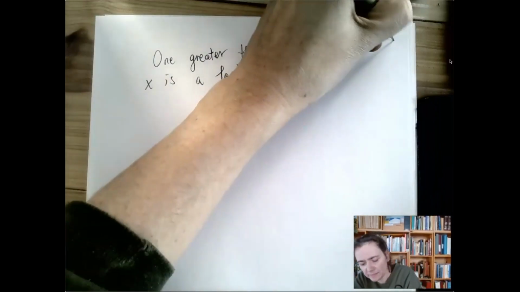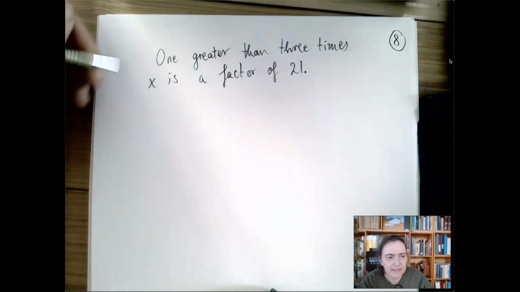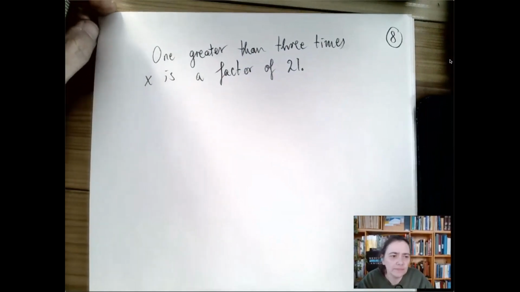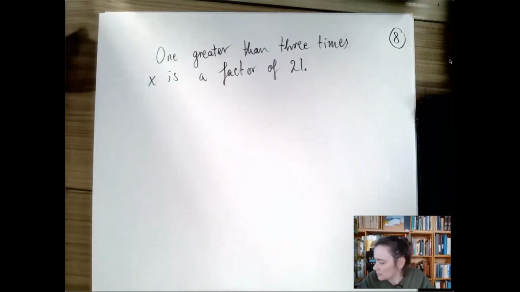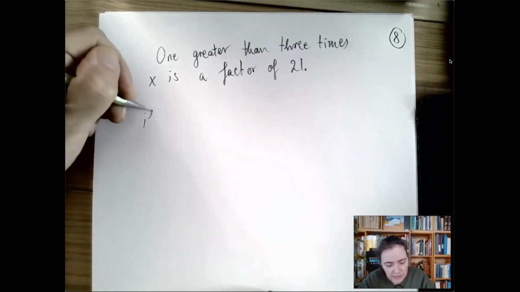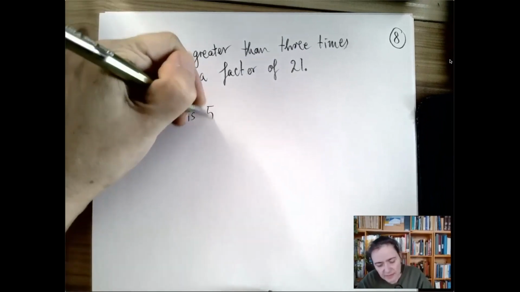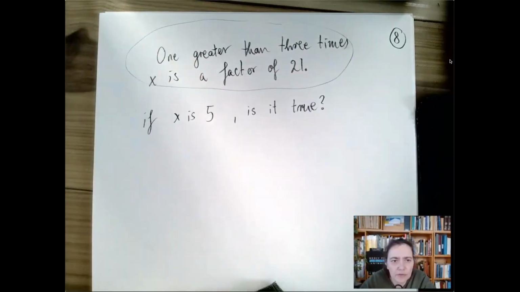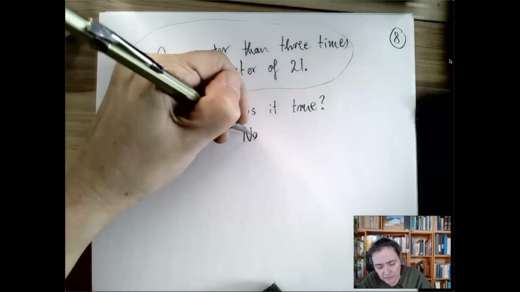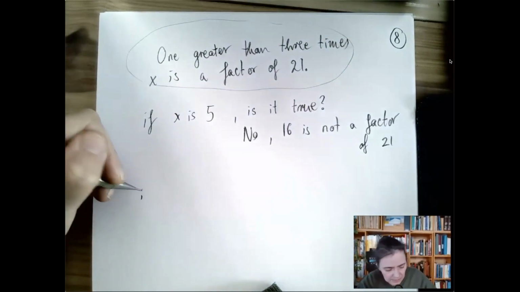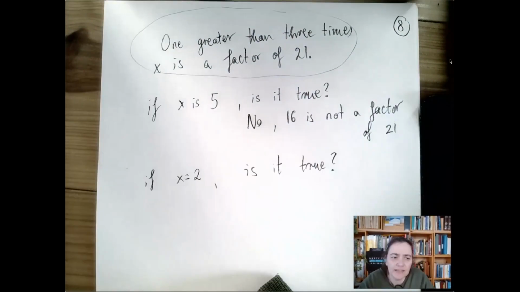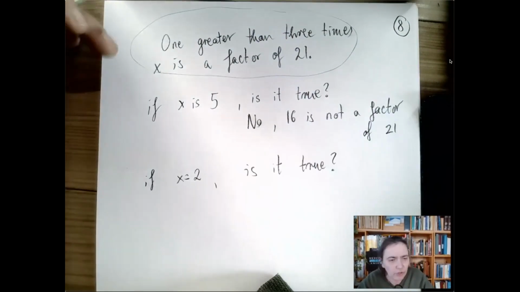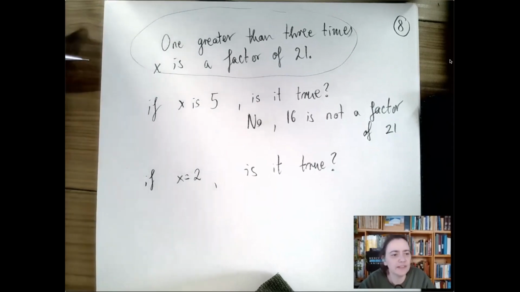So you will see that this statement is called a conditional statement because sometimes it's true, sometimes it's false, depending on the value of x. For example, if x is 5, is this statement true? No, because 16 is not a factor of 21. What about if x is 2? Yes, 7 is a factor of 21. So when you have one value for yes and one value for no, that's a conditional statement.